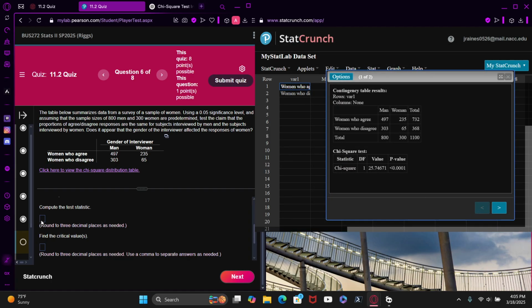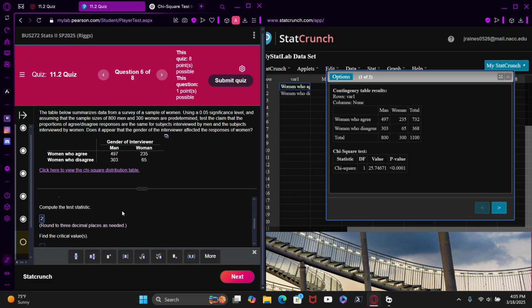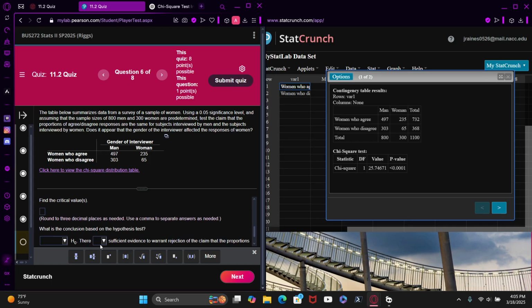Compute. Test statistic, 25.747. Find the critical values. There we go. I was wondering how I'm gonna get these. So you can just count 1, 2, and minus 1, or even over here it gives you the degrees of freedom. This number, 1, right there.